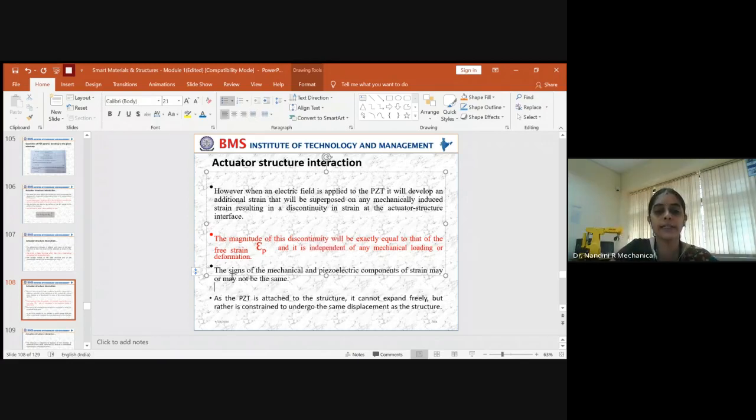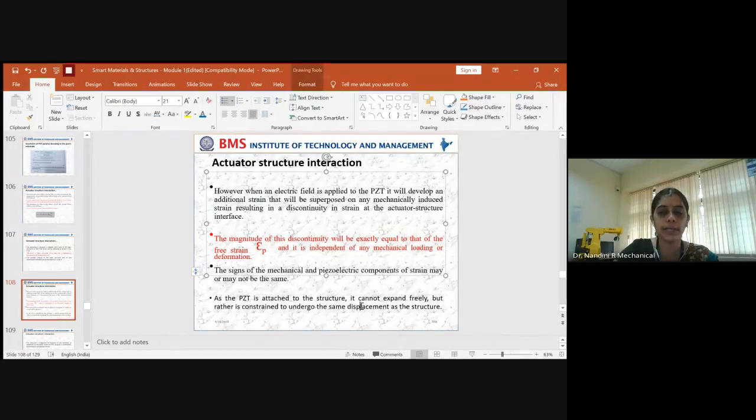And next is, the sign of the mechanical and the piezoelectric component of the strain may not be the same. Okay, I also told you it depends upon the direction. So mechanical strain and the piezo strain could be of opposite sign convention, and sometimes it could be of the same convention. It is not necessary that both the signs will always be the same. It depends upon the direction in which it is moving and the direction in which the electrical field has been applied. So this is one more concept that you have to understand with respect to the actuator and structure interface.